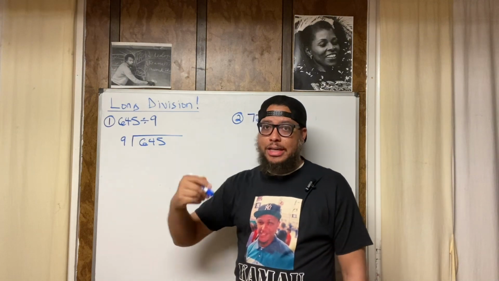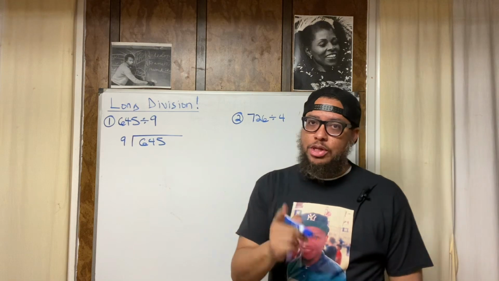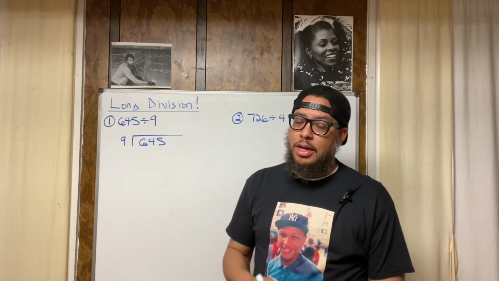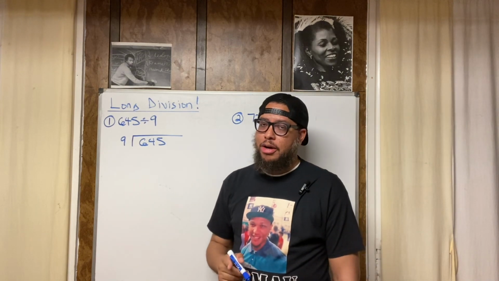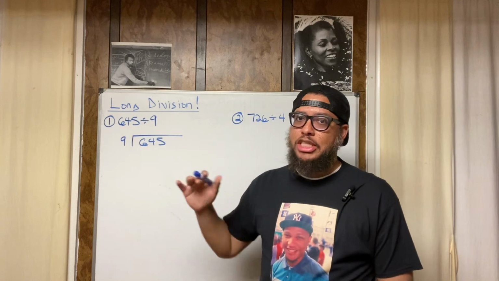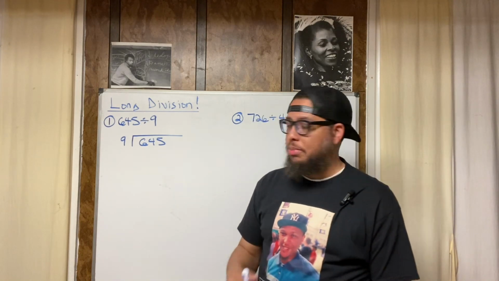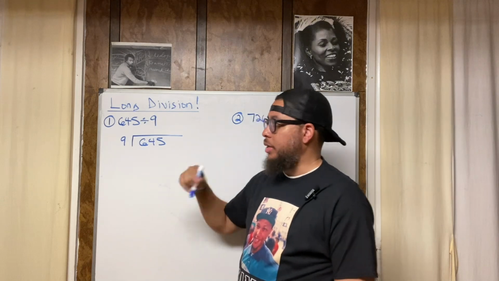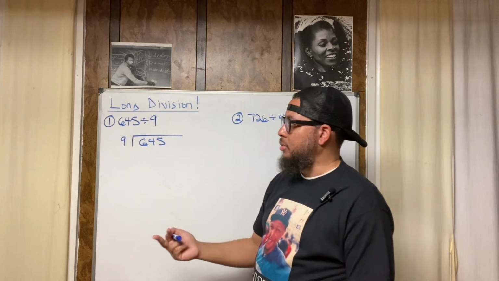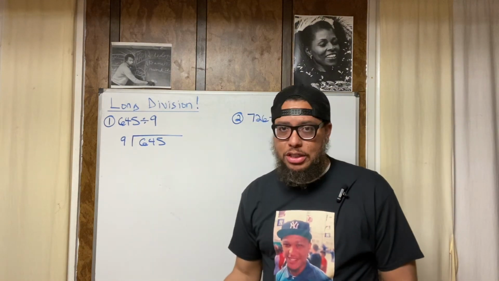Now, let's see how many 9s can fit into 64. This is where you need to know your multiplication facts by heart. If you don't know your multiplication facts by heart, this may be more challenging than it should be. It's not impossible, but we need to know that 9 times 5 is 45, 9 times 6 is 54, 9 times 7 is 63.